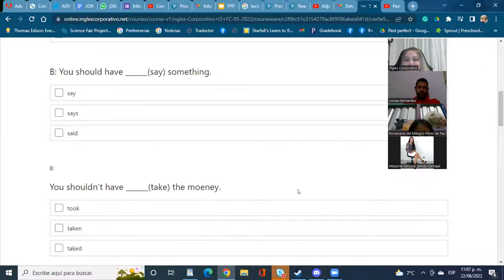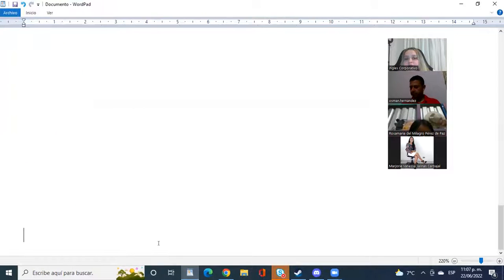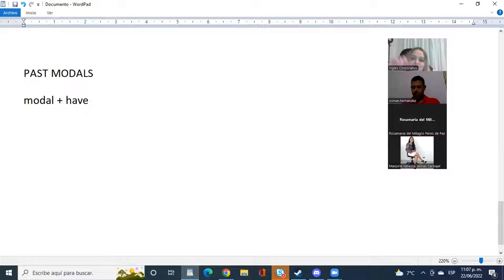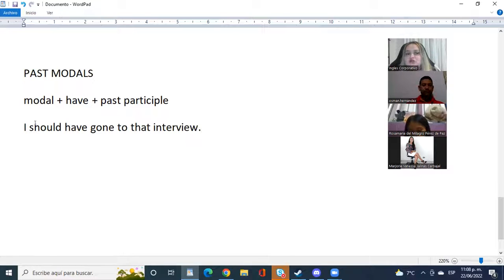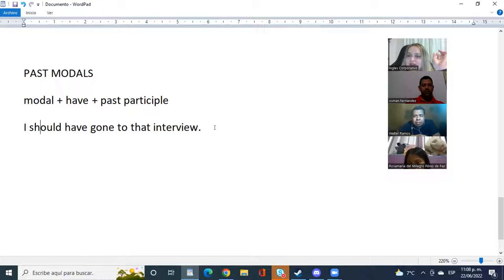So I know, it's very confusing at the beginning, but we're going to talk about past regrets. Past modals. The structure, guys, is the modal plus have, because after a modal, we have to use the base form of the verb. And this is an auxiliary, have, and the past participle. Simple as this. So the meaning is going to change depending on the modal. If we use it for past regrets, we would say, for example, I should have gone to that interview. It says, yo debí haber ido. It's past, right? Debí haber ido a esa entrevista. I should have gone to that interview.